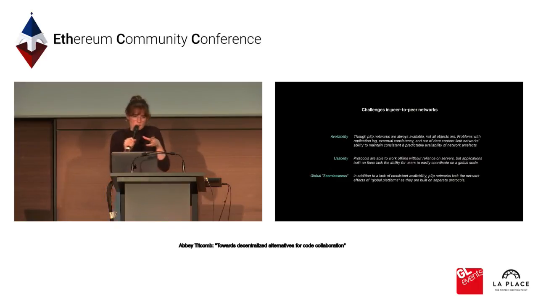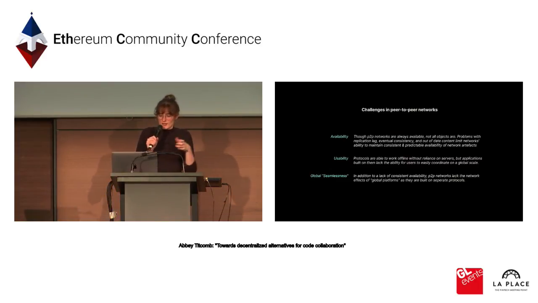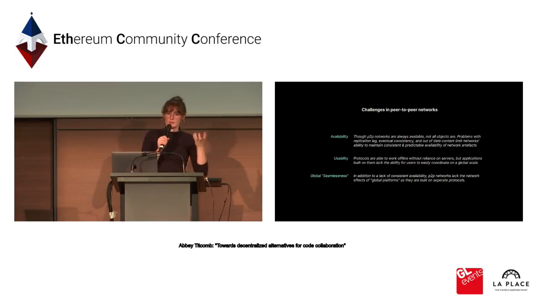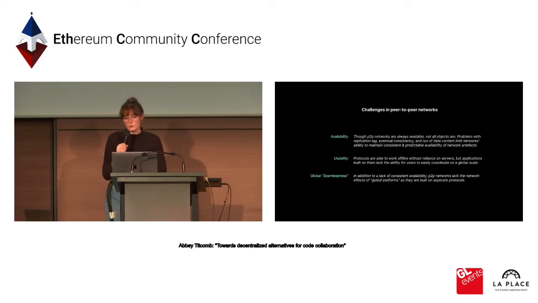And that's because these protocols are separate from the networks, and they lack the third challenge, which is this concept of global seamlessness. Because these networks exist as little instances, like little communities, they call it the cozy web, connected to each other and replicating data based off of their networks. They lack the network effects of global platforms because they're built on these separate protocols.